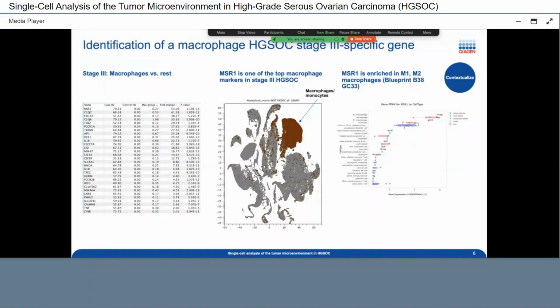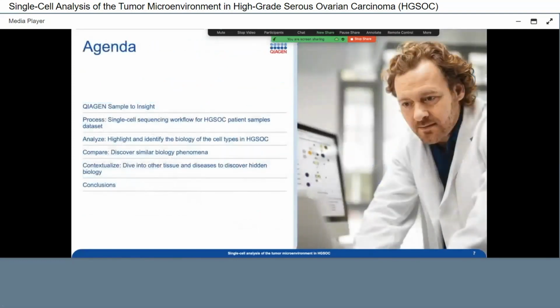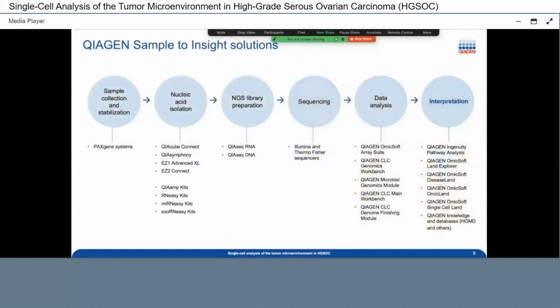So that's the idea of this. Now let's go back to my agenda today. I'm going to describe a little bit our ecosystem, the sample to insight developed by QIAGEN Digital Insights. We are going to process the data using Genomics Workbench. We're going to analyze, as I said. We're going to compare as much as we can, evaluate in relation to the data, and contextualize as much as we can as well, and bring you some conclusion. The ecosystem that we have developed at QIAGEN is basically from the sample collection to the interpretation.